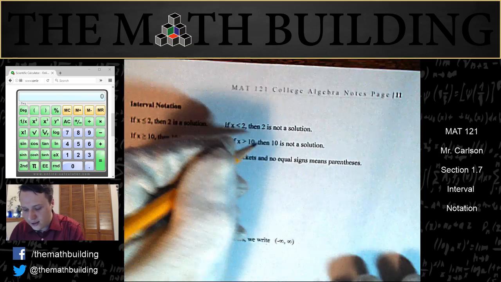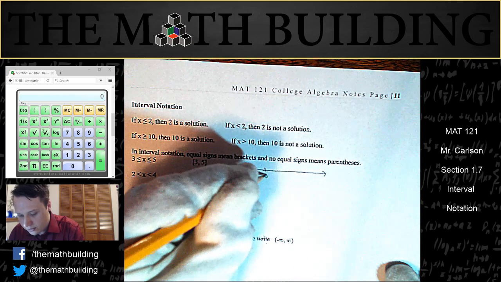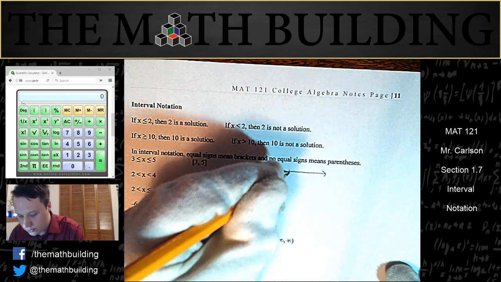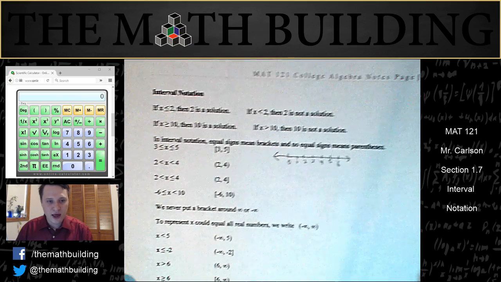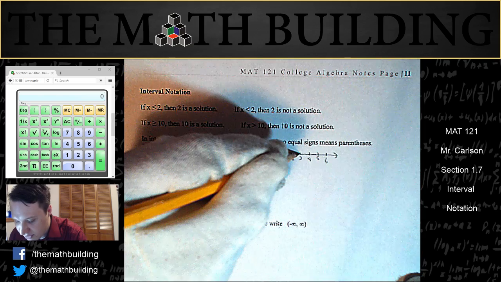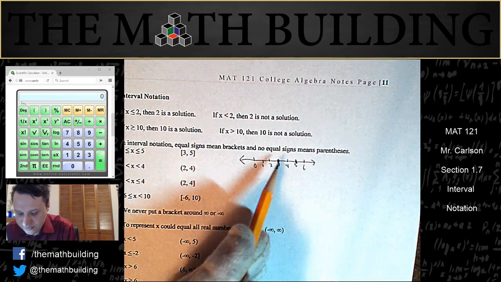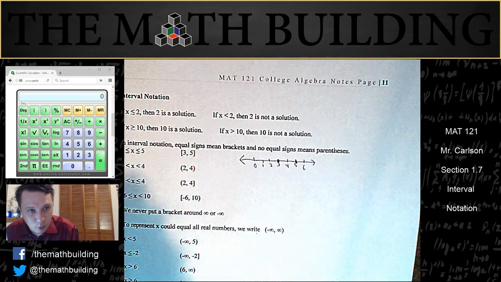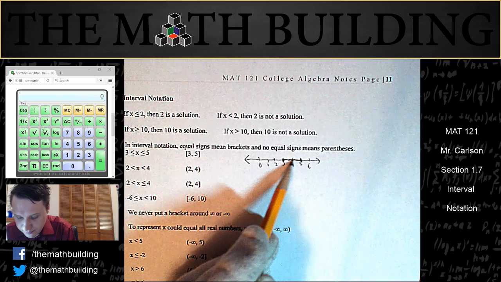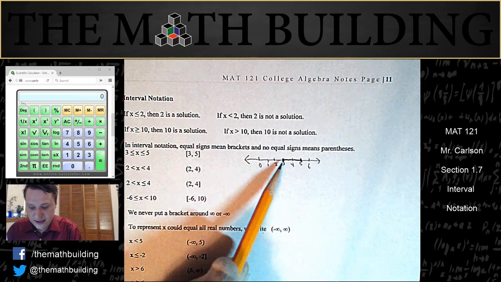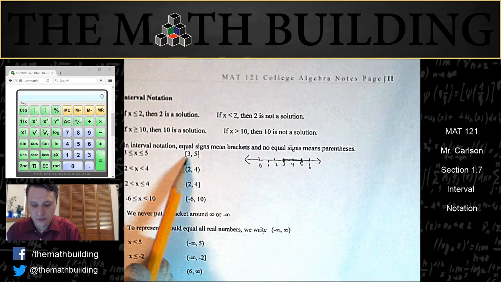So what would that look like on the number line? If you draw a little number line, 0, 1, 2, 3, 4, 5, 6. On a number line, if x is between 3 and 5, these would be solid dots because x can be 3 and x can be 5. So you would shade it like this. So x can be any number in between these 2 points, including these 2 points, which make them brackets.